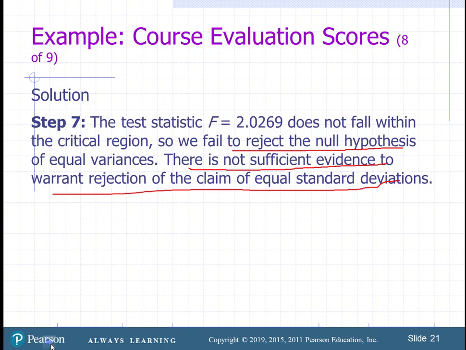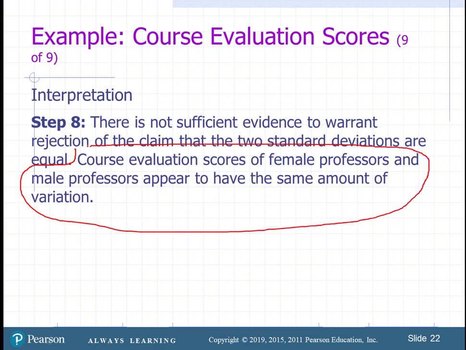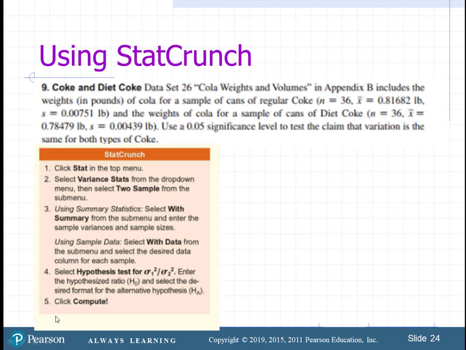Now, I would like to take this one more step because we need to have it in language that we can understand. The course evaluation scores of female professors and male professors appear to have the same amount of variation. That is a really good summary statement. It doesn't have a whole lot of statistical jargon in it. We're going to use StatCrunch to do this problem.